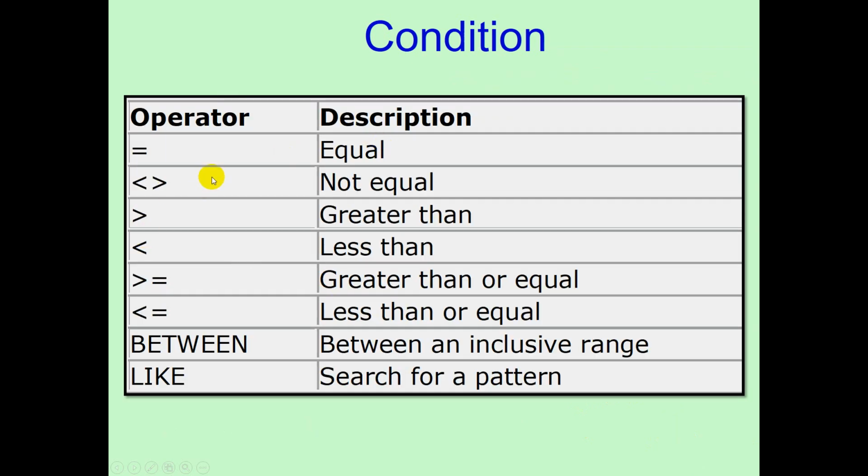Let's look at some of the conditions, the operators we use when we're looking for conditions. We have equal to, not equal to, greater than, less than, greater than or equal to, less than or equal to, which we have been using in Delphi. Between and like. So the LIKE is new to us. Between, remember, is an inclusive range. It will include your bottom and top values.